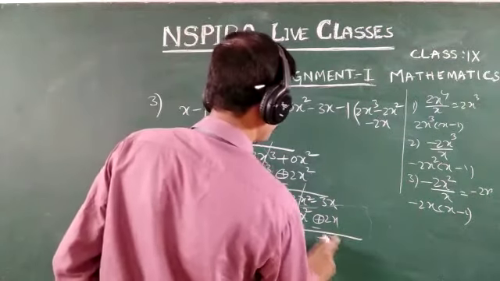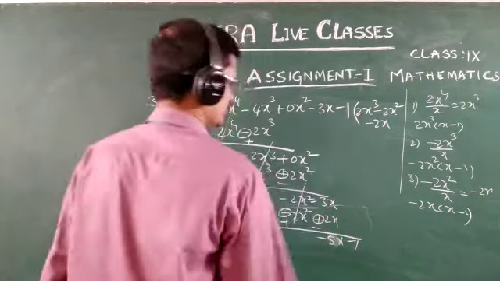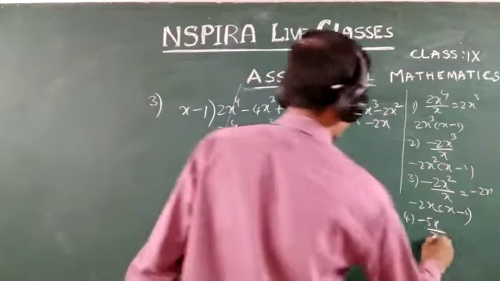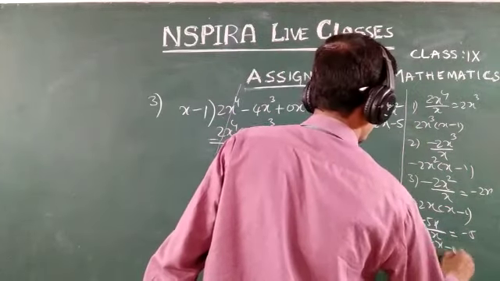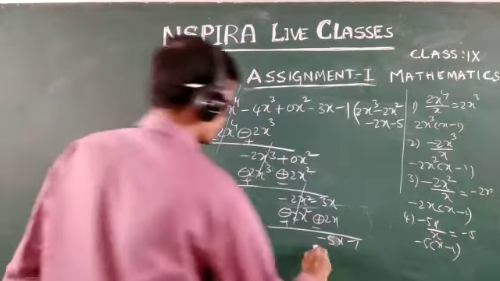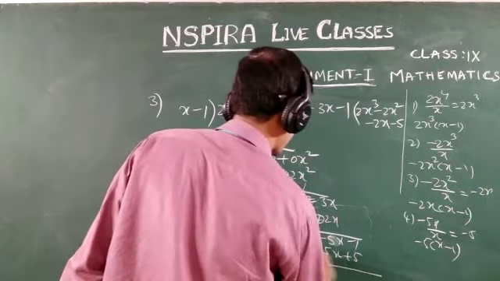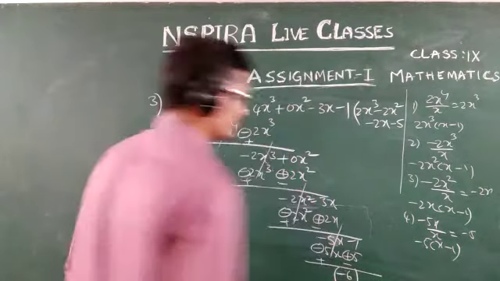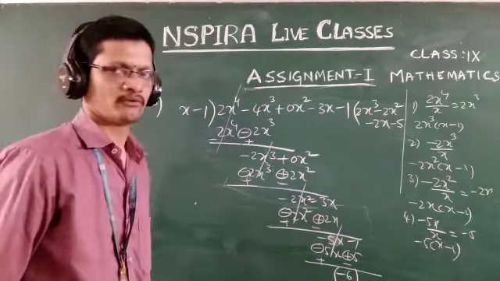So this is minus 5x minus 1. Again first term of the dividend by first term of the divisor: minus 5. Minus 5 into x minus 1 is minus 5x plus 5. Subtraction, change the sign of the second expression. So the remainder is minus 6.